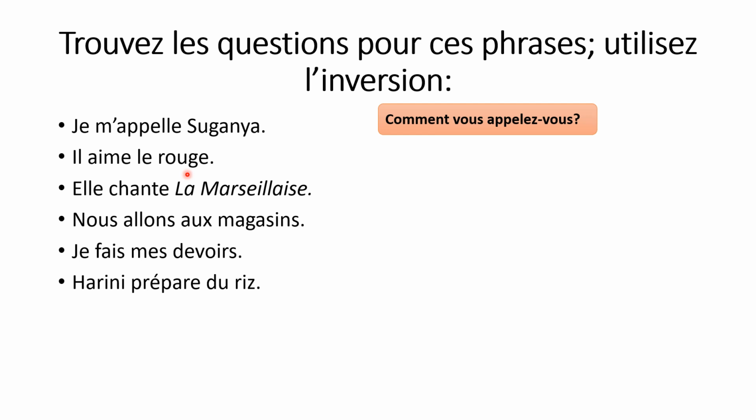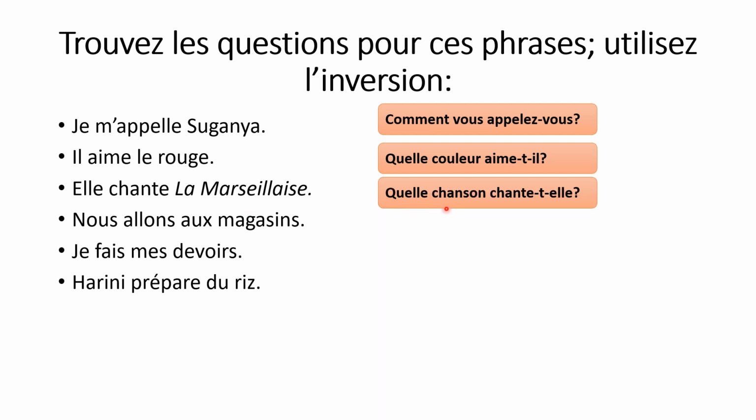Il aime le rouge. Many ways you can ask a question. What does he like? What color does he like? But you need a what. Quelle couleur? What color? Quelle couleur aime-t-il? What does he like? Okay? I can also say que aime-t-il? What does he like? I'm putting the accent on the like. The next one, elle chante la Marseillaise. What is she singing? Or, quelle chanson? What song is she singing? Quelle chanson chante-t-elle? If I put the accent on singing, I will use the tag que. But see, the tag comes in front, then you invert. Tag comes in front, then you invert.